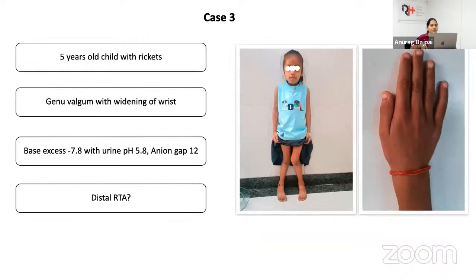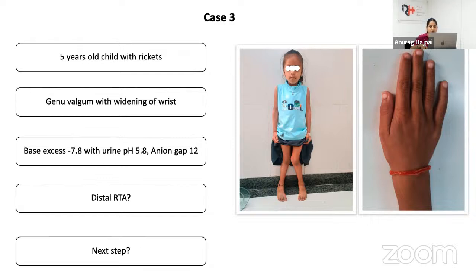Now coming to the next question, we have this 5-year-old child with rickets. As you can see, there is genu valgum with widening of the wrist here, and the blood gas shows acidosis is present, the urine pH is 5.8, and the anion gap is normal. This patient was labeled as distal RTA and was sent to us. So what is the next step to be done in this case?